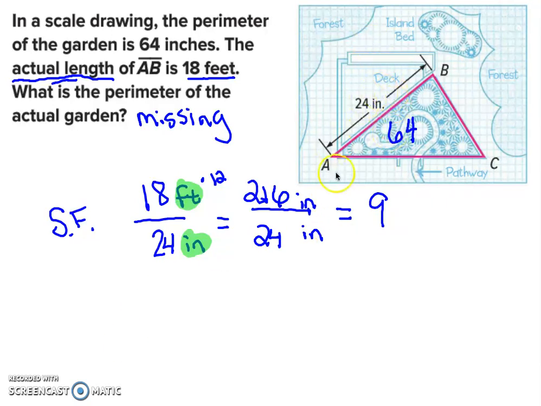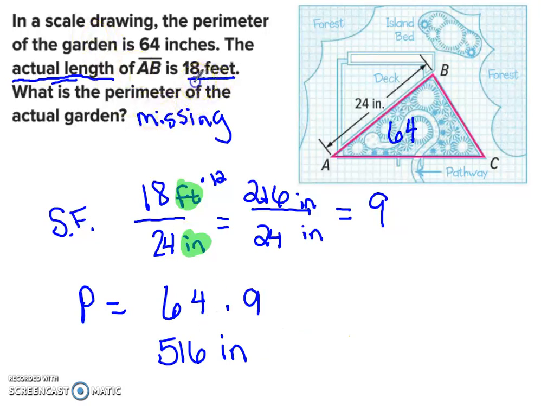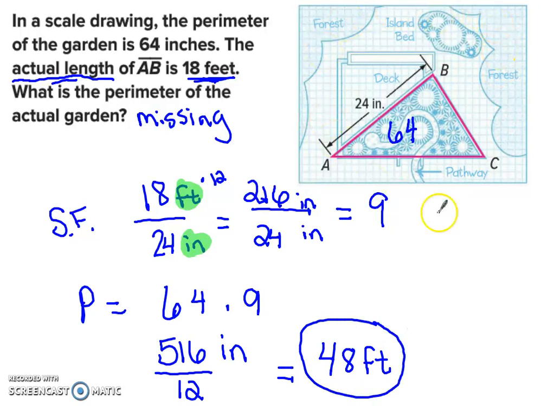Okay, so my 64 needs to be multiplied. To find the perimeter, I need to take the 64 from my scale drawing and multiply it by that 9, which gets me 576 inches. But I want to know what it is in feet, so I need to divide this by that 12. And that will get me 48 feet is the perimeter of my actual.